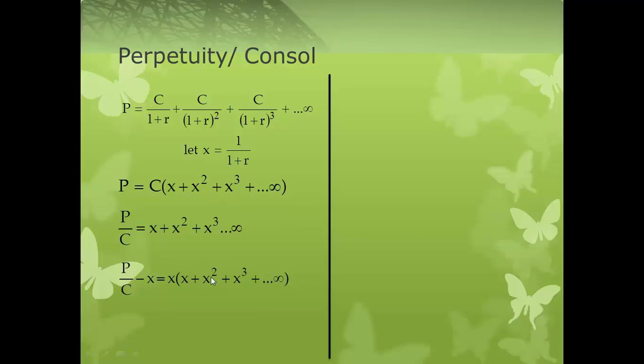So x, x squared, x cubed, etc. is in the parenthesis, and I've taken x common. But that means this is x times (x plus x squared plus x cubed, and so on till infinity), and that is equal to P over C. So I substitute this: P over C minus x is x times P over C.